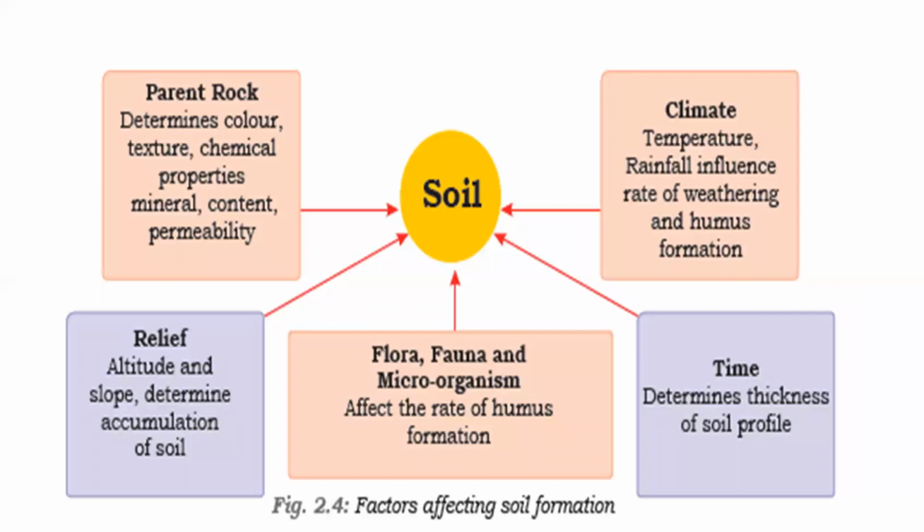In this diagram, we can see the factors affecting soil formation in more elaborate detail. Parent rock determines the color, texture, chemical properties, mineral content and permeability of soil. Relief, that is altitude or height, and slope determine the accumulation of soil. Flora, fauna, and microorganisms affect the rate of humus formation in the soil. Time determines the thickness of a soil profile. Climate, temperature and rainfall influence the rate of weathering and humus formation.